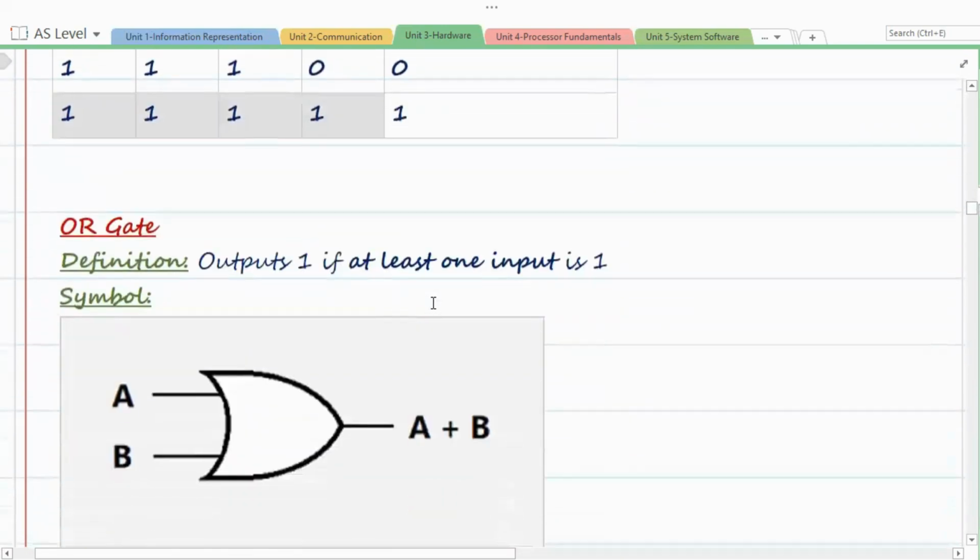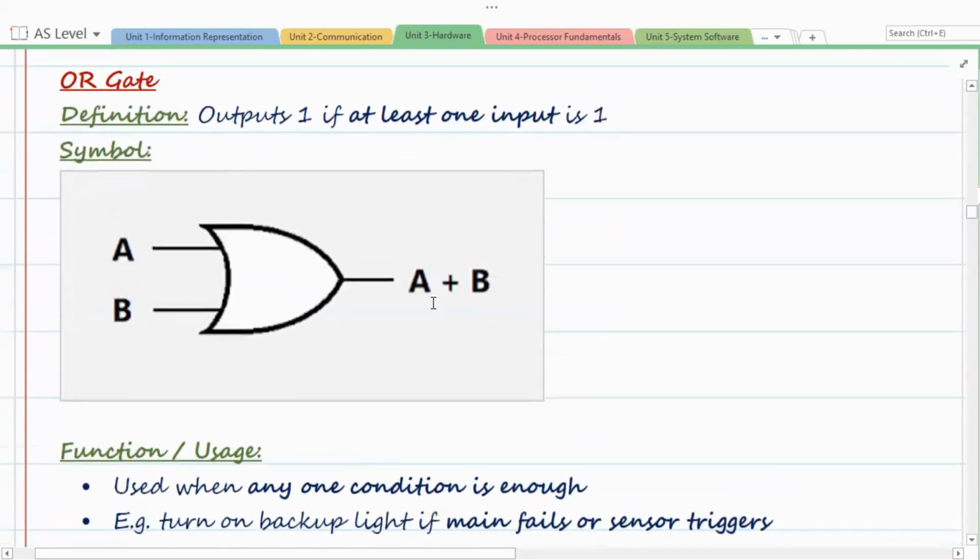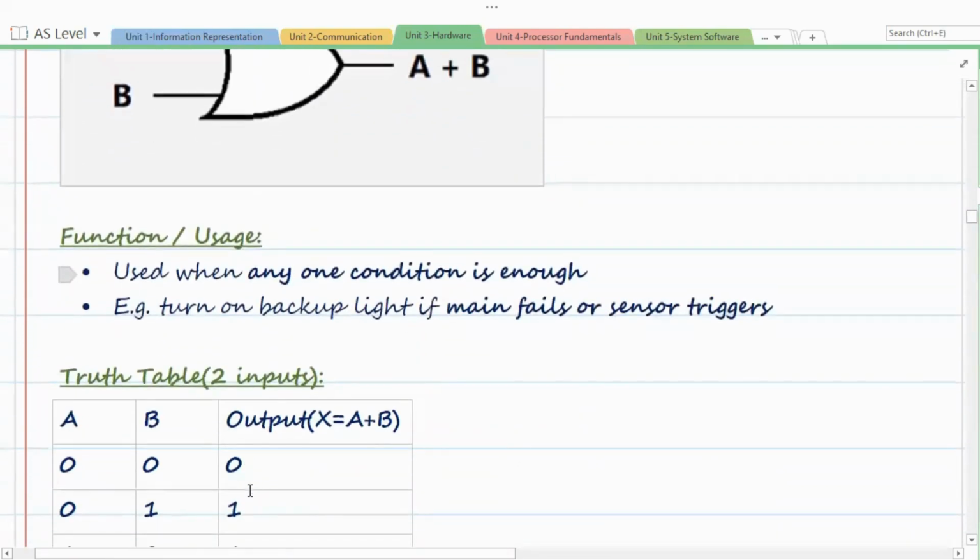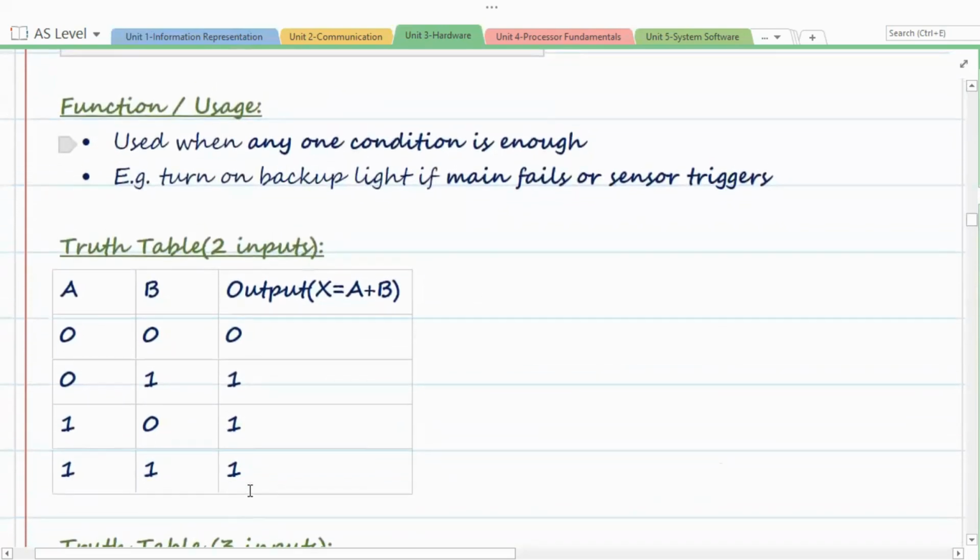Now let's move towards the OR gate. The OR gate gives you output as 1 when any one of the inputs is 1. So if at least one input is 1, you get output as 1. This is the symbol. And the OR gate is represented by a plus sign, A plus B. A and B are inputs, A plus B is the output. The function of the OR gate is that it is used when any one condition is enough.